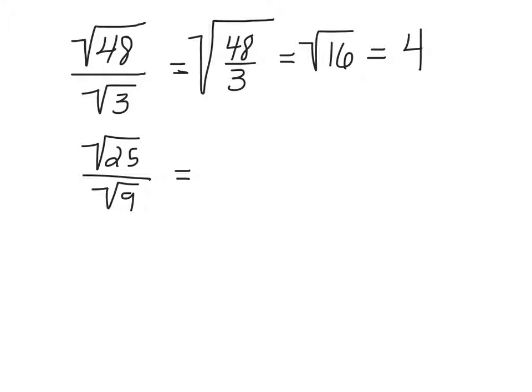And furthermore, I know what the square root of 25 is, and I know what the square root of 9 is. So the square root of 25 is just 5, and the square root of 9 is 3. So this simplifies just by taking the square root first instead of dividing first. So that's just 5 over 3.